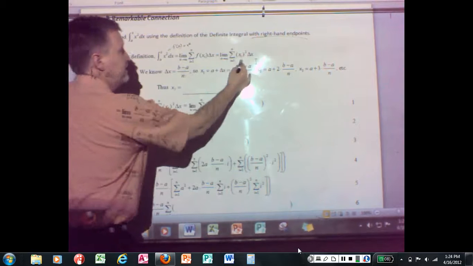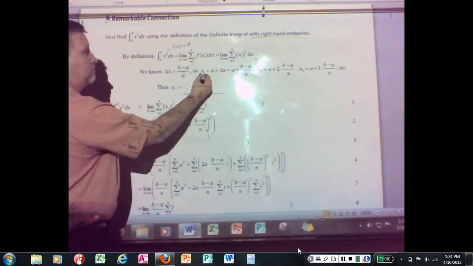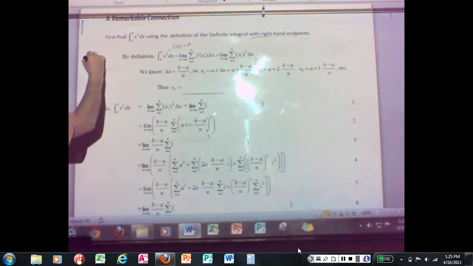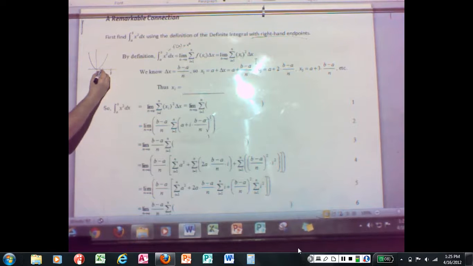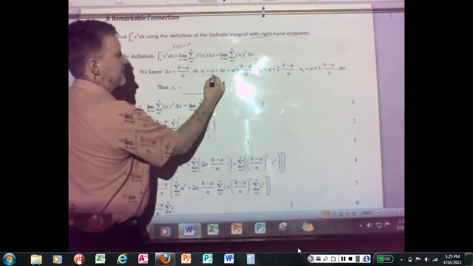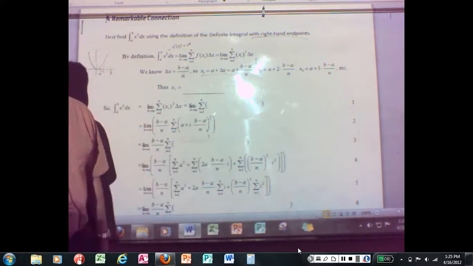Now, the thing here is, delta x is b minus a over n. x sub 1, if I'm going from a to b of my function, I don't know what a is and what b is. I'm just kind of doing this in general. x sub 1 being out here, wouldn't x sub 1 be a plus whatever delta x is? That's all I said right there. It's a plus delta x. x sub 1 is. Delta x being b minus a over n, that turns into a plus b minus a over n.